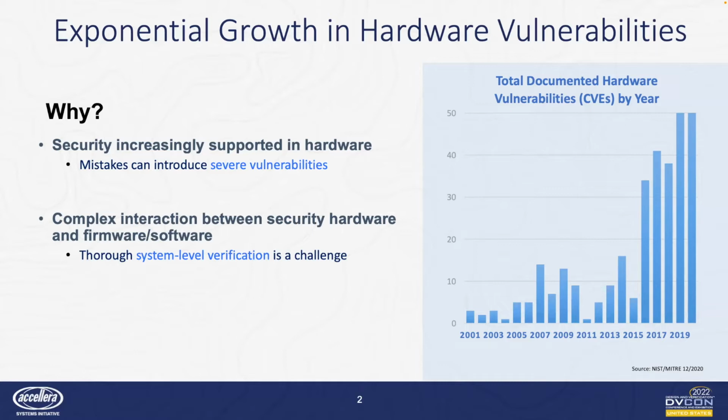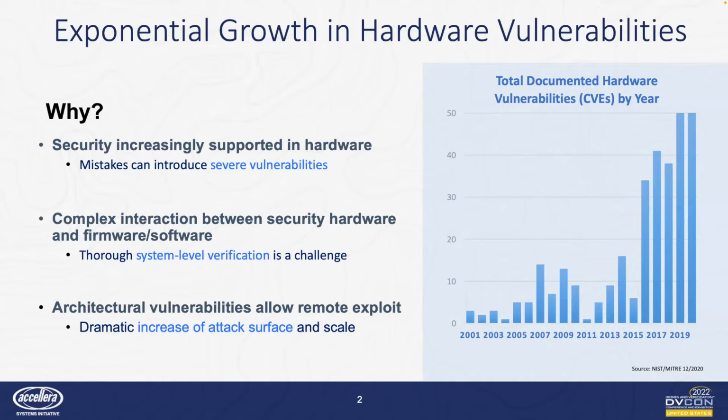This makes system-level security verification challenging. And thirdly, architectural vulnerabilities allow remote exploits. This leads to a dramatic increase in attack surface and the number of systems being vulnerable. Hardware security verification is critical because hardware vulnerabilities can't be fixed after the product is shipped.